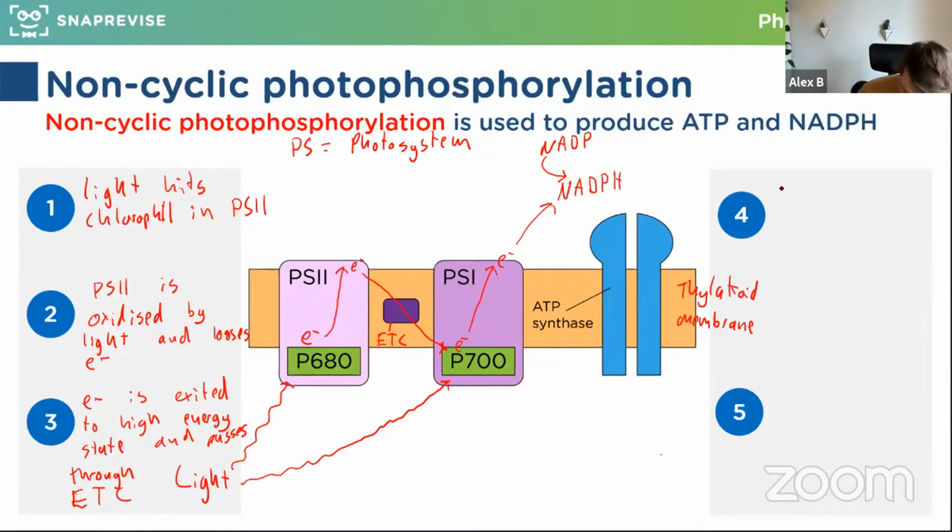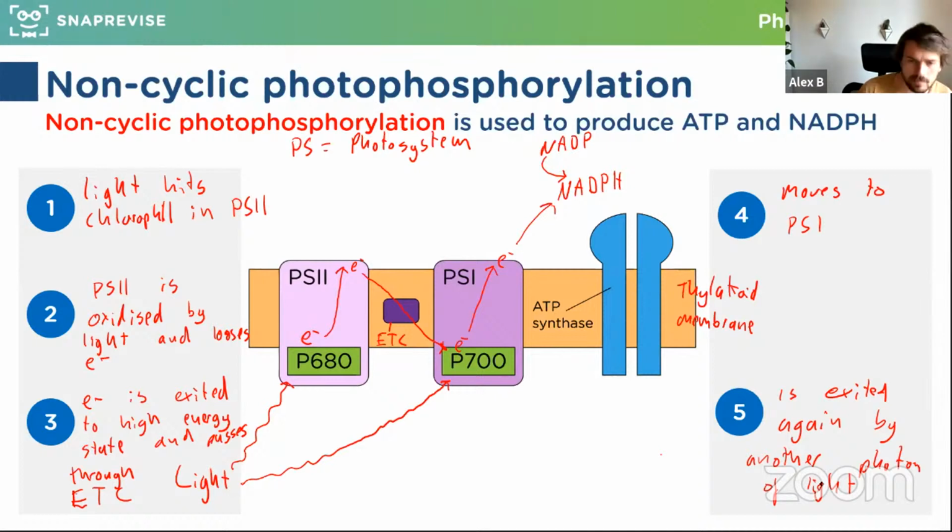Next, it moves to PS1 and is excited again by another photon of light. Cool.